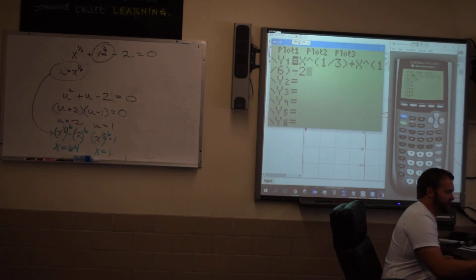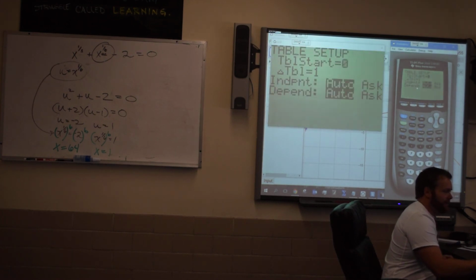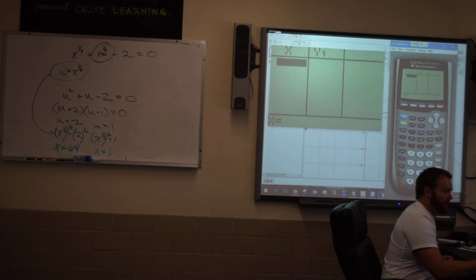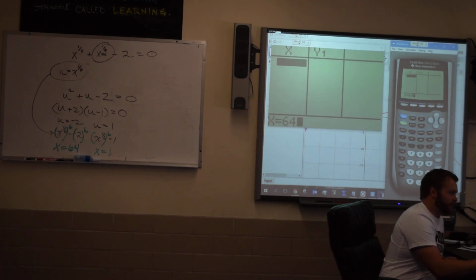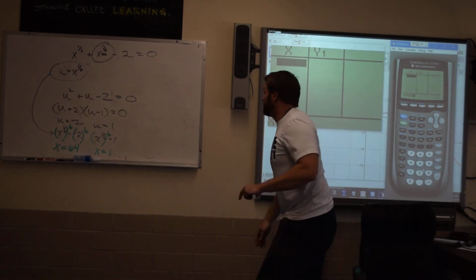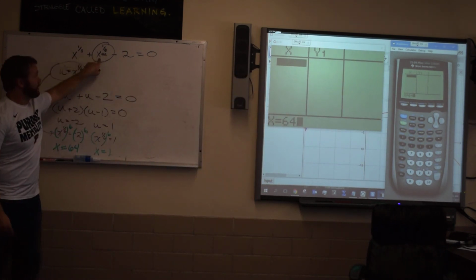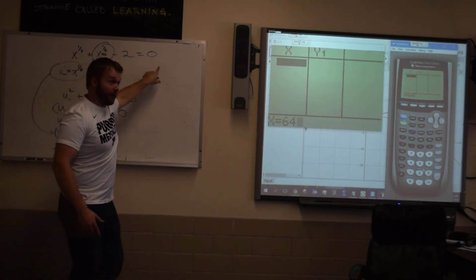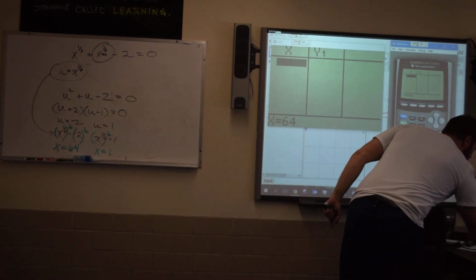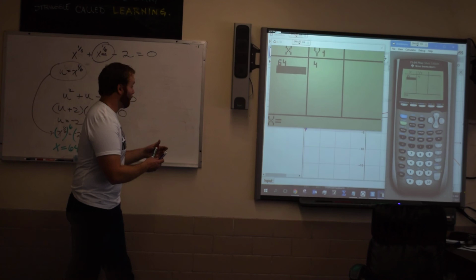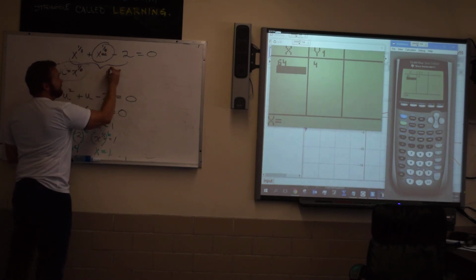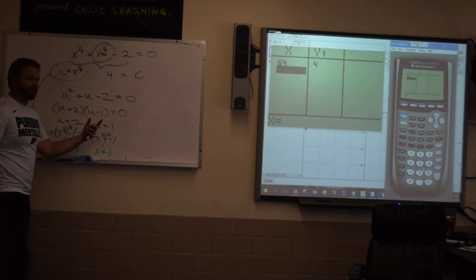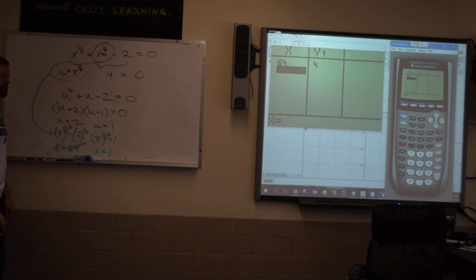So we're typing our original equation in. Now I'm just going to go to my table setup. I'm going to go down to the independent variable, which is your x variable, and ask for the values. Now I'm going to try 64 as the next value. The hope is when I plug 64 in, I should get 0 back, if it's a solution. I plug it in and I get 4 back. So this side is 4 and the right-hand side is 0. Is that a true or false statement? False. So 64 is not an answer.